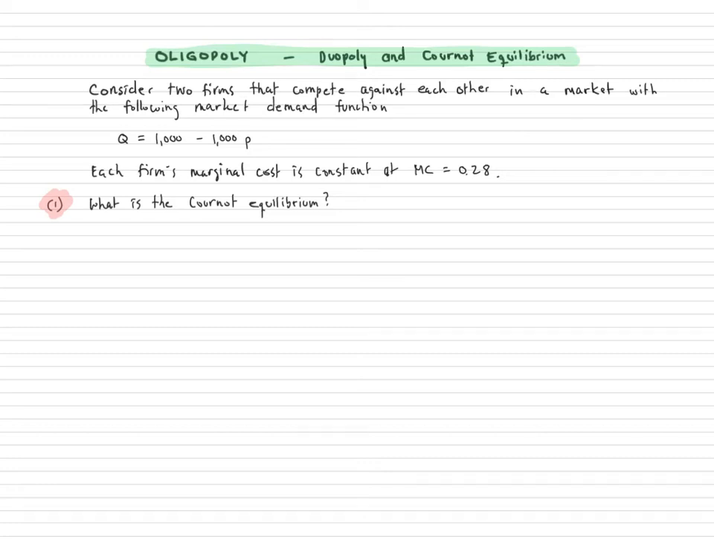Hello, in this video I want to solve an oligopoly, actually a duopoly, a Cournot equilibrium problem. So here we are considering two firms. Again, there's only very few firms, so this is an oligopoly, and when there's only two firms, we call it a duopoly. And these two firms compete against each other in a market with the following market demand function.